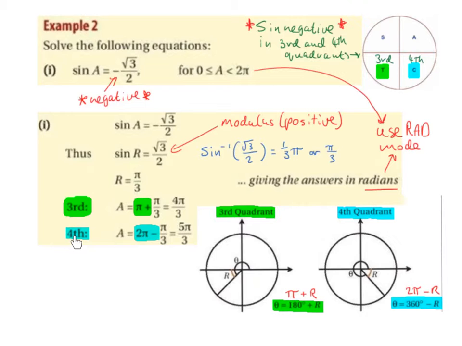In the fourth quadrant, we need to do 2 pi take away the reference angle. So usually we would say 360 degrees take away the reference angle, but 2 pi is the same thing as 360 degrees, so it's 2 pi take away the reference angle. So it's going to be 2 pi minus pi over 3, which is 5 pi over 3.